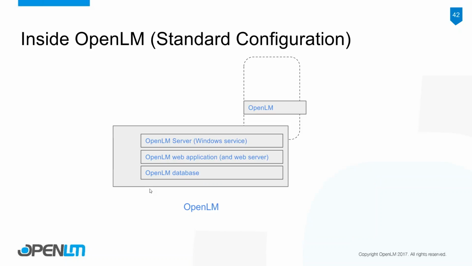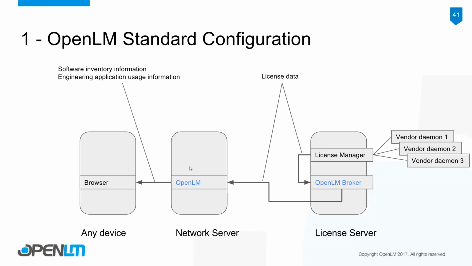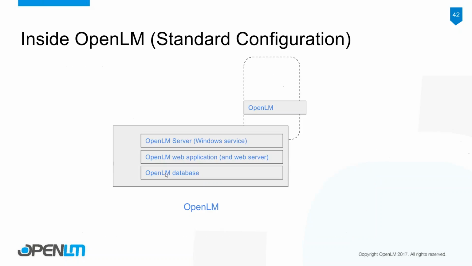Now let's take a closer look inside OpenLM, inside this component. There are 3 main components. The OpenLM server, which is a Windows service that does all the processing of the data received from the license manager, from the OpenLM broker. The OpenLM web application and web server that allows you to work with OpenLM from any browser. And lastly, OpenLM has an internal database.